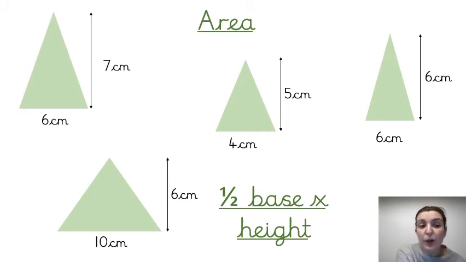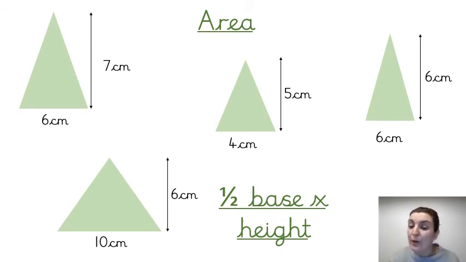So if you look at the first triangle that I've got here on the top left, you've got 6 and 7. And then you've also got the formula to work it out. So it's half the base multiplied by the height. So half of 6. If you're not sure how to halve, it just means dividing it by 2, counting in your 2 times table. So 2, 4, 6. So half of 6 is 3 multiplied by the height, which is 7. So I would do 3 multiplied by 7. So half the base, so half of 6, which is 3, multiplied by the height, which is 7. So it would be 21 centimetres squared.